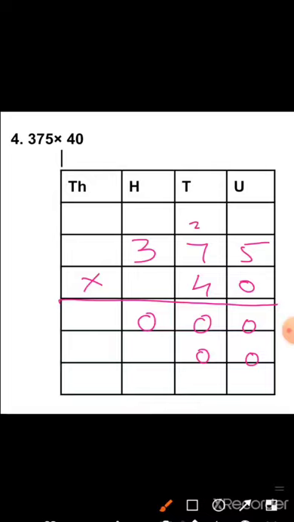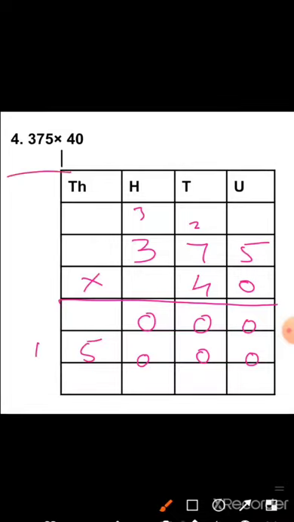4 7s are 28. 28 plus 2, 30. So 0 down, 3 carry forward. 4 3s are 12. 12 plus 3, 15. So we will write 5 here and 1 here.